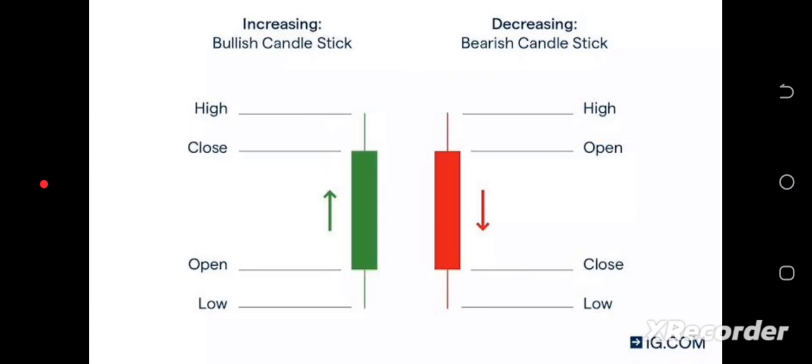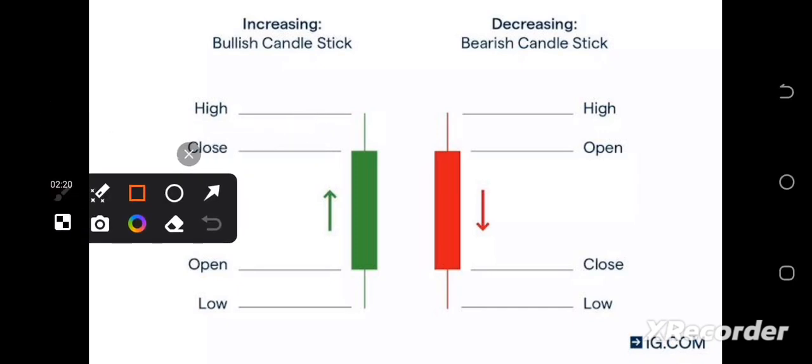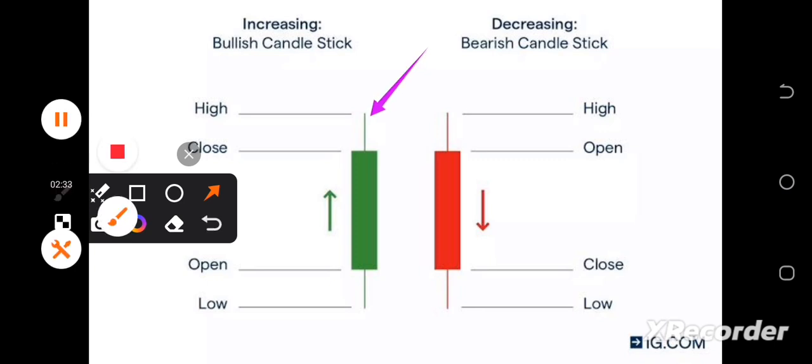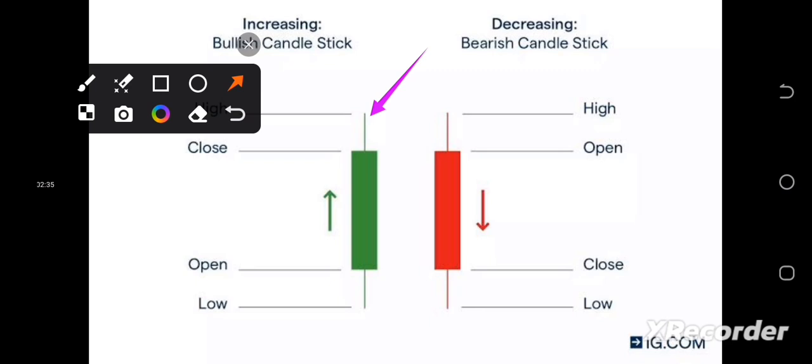Okay, so we are going to see a live market also, so that you can see what we are talking about. So this is the high. This is also called the wick.